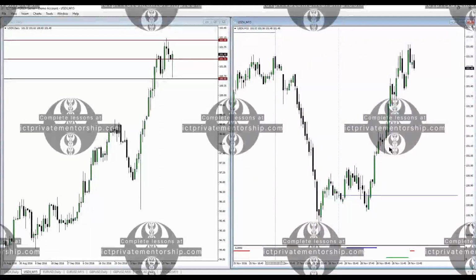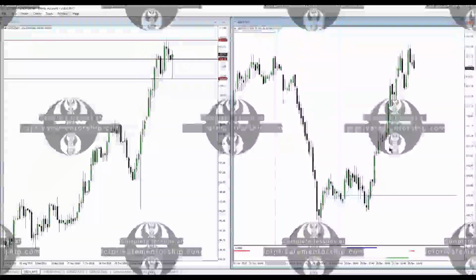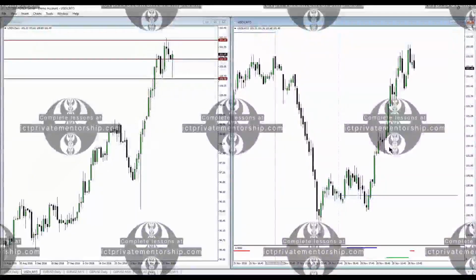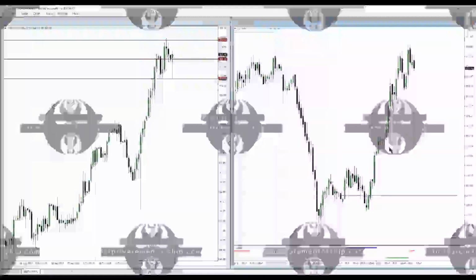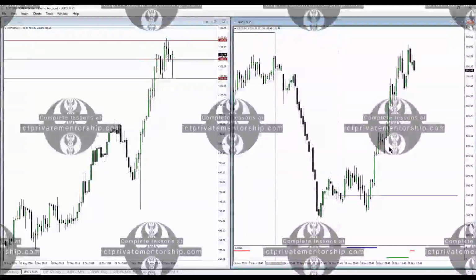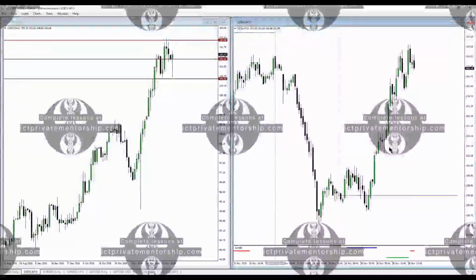Because if we are, in fact, trying to get in line with IPDA, the interbank price delivery algorithm has specific parameters where it operates. Price expands and contracts around specific times of the day. I have mapped that out for you, and you need to be focusing on where that is on the respective days that you're trading and for the respective pairs that you're trading.